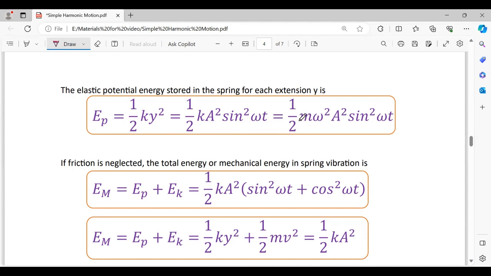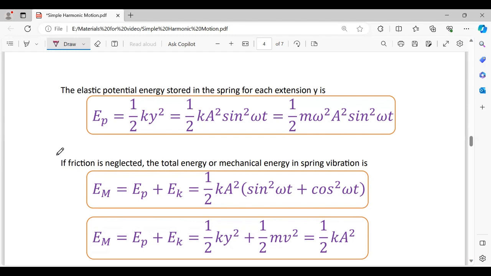Right. For the elastic potential energy stored in the spring for its extension y, potential energy equals half k y squared, or potential energy equals half k a squared sine squared omega t, as you know that y equals a sine omega t. Or we can extend this formula: potential energy equals half m omega squared a squared sine squared omega t. Why? Because k is constant, for mass.